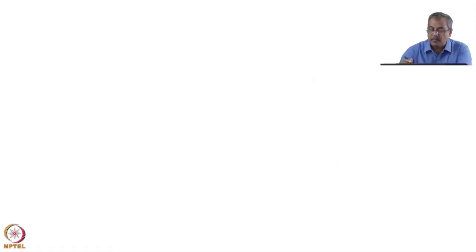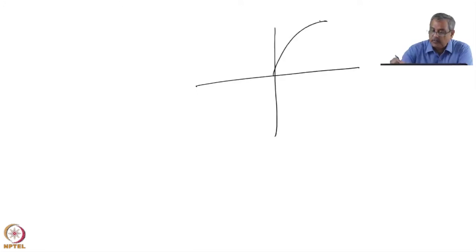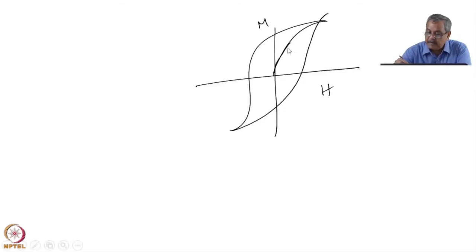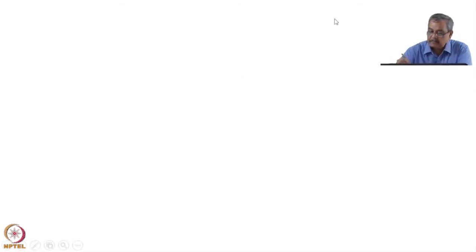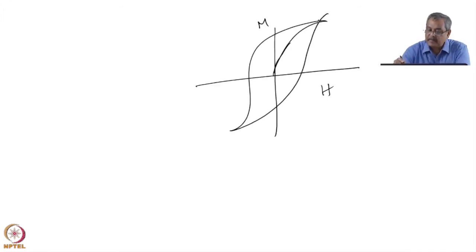in the hysteresis loop. We know that the hysteresis loop should look like this. This is M versus H. So initially when you start applying the field, the sample gets magnetized to saturation magnetization. When I reduce it, it goes to the remnant magnetic moment, then the coercive field, and then the loop from the positive to negative goes the same way.